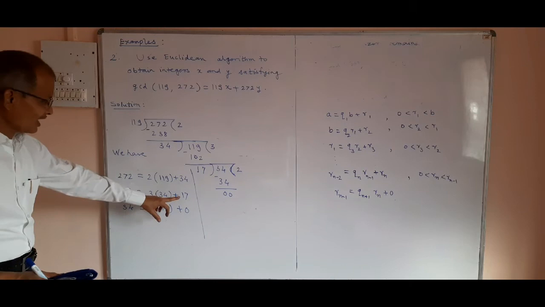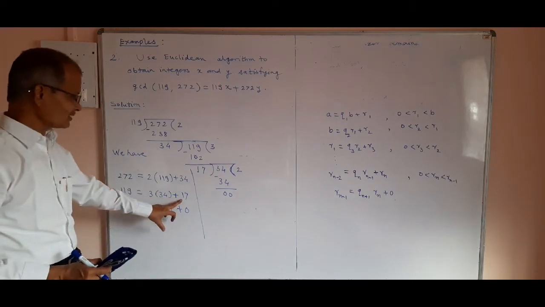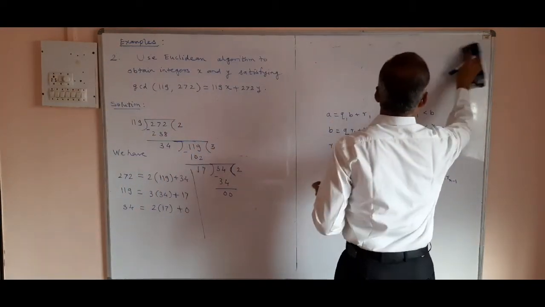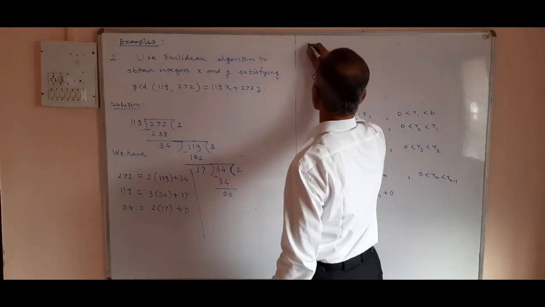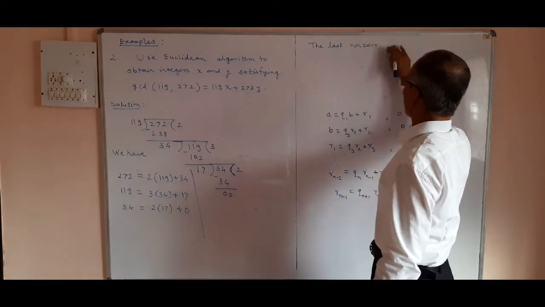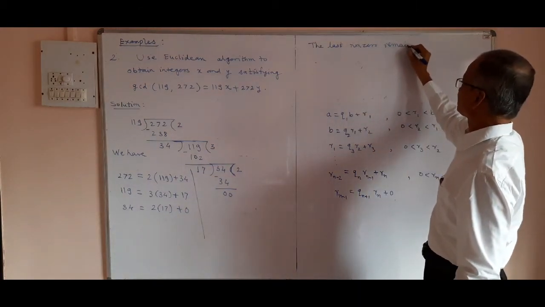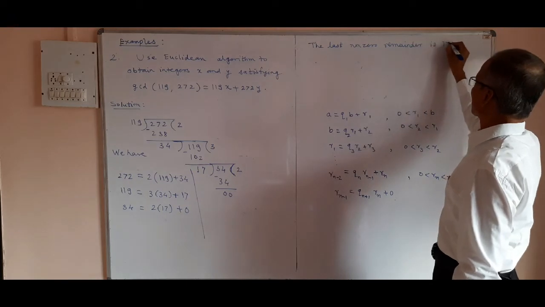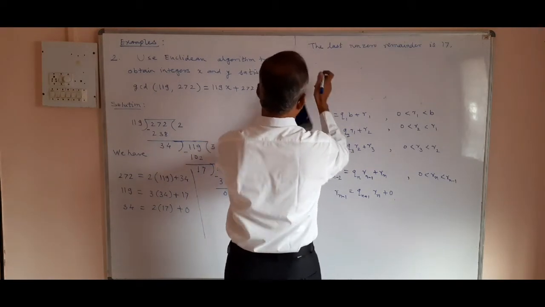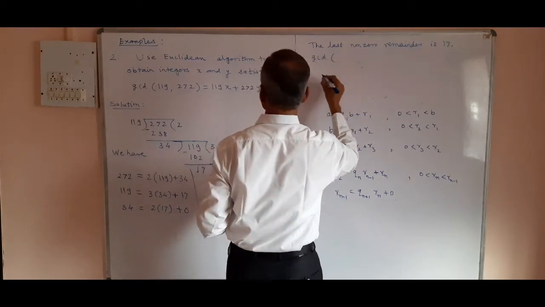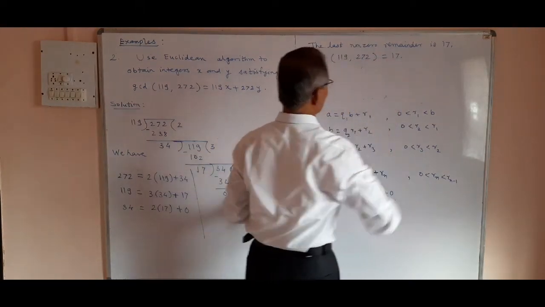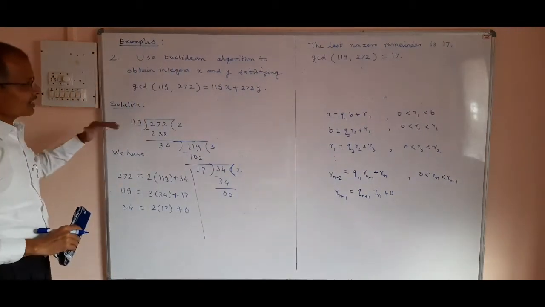Here we have R1, R2, R3. And what is the last non-zero remainder? That is 17. So 17 is the GCD of these two integers. The last non-zero remainder is 17, and therefore the GCD of 119 and 272 is equal to 17. So this is the first part, to obtain the GCD.